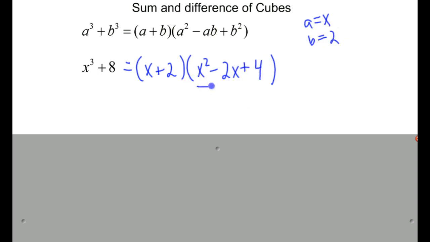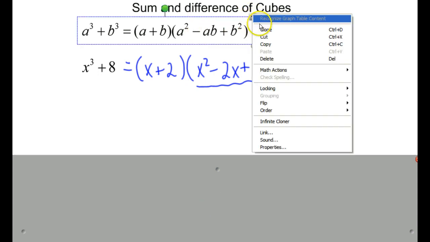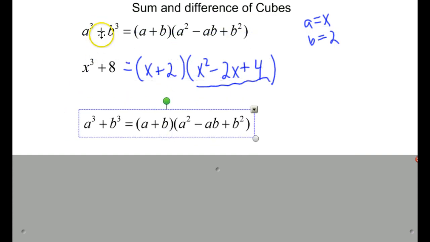You might want to double check and see if you can factor this. Usually you can't with sum of cubes, but you might want to check that out. Difference of cubes is very similar. The difference is the formula is slightly different. So that's for sum of cubes, and I'm just going to take a few things here and change them.